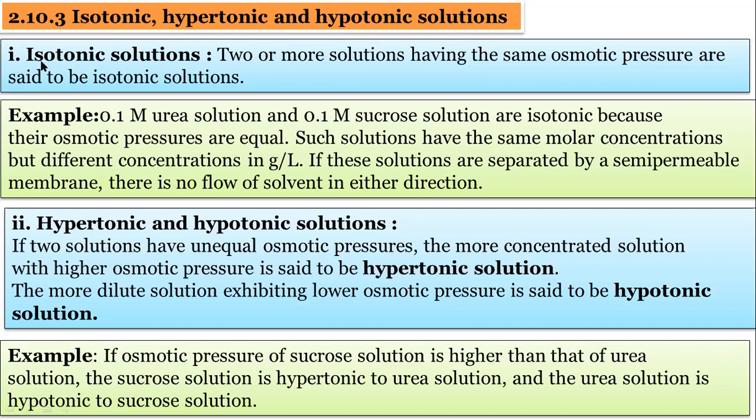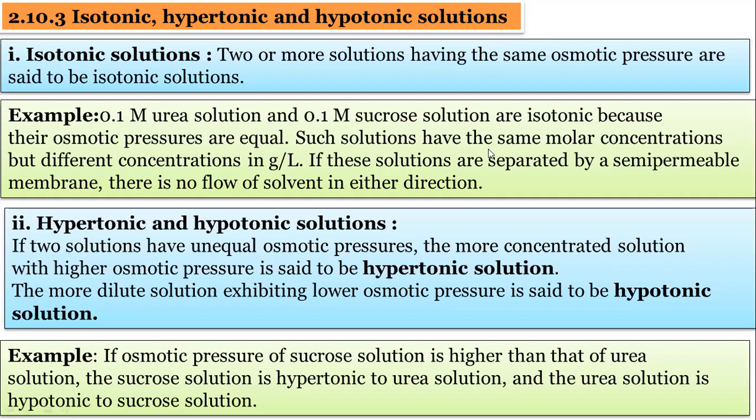So I will first explain what is meant by isotonic solutions. Isotonic solution means two solutions having the same osmotic pressure. Isotonic means osmotic pressure pi is the same for two solutions. We will take one example. A 0.1 molar urea solution and a 0.1 molar sucrose solution are isotonic, because their osmotic pressures are equal.